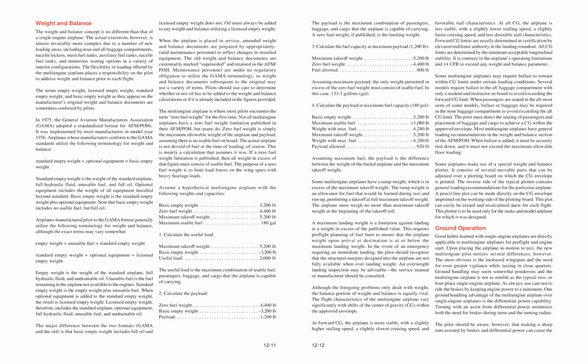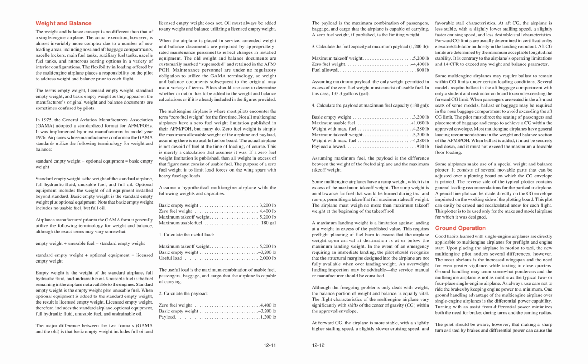Some multi-engine airplanes have a ramp weight, which is in excess of the maximum takeoff weight. The ramp weight is an allowance for fuel that would be burned during taxi and run-up, permitting a takeoff at full maximum takeoff weight. The airplane must weigh no more than maximum takeoff weight at the beginning of the takeoff roll.